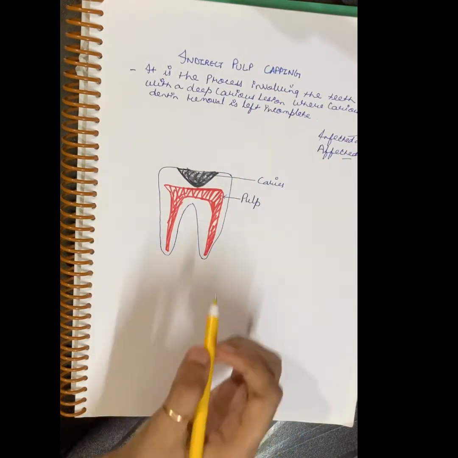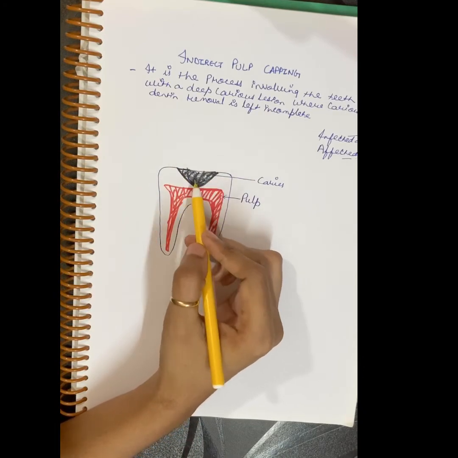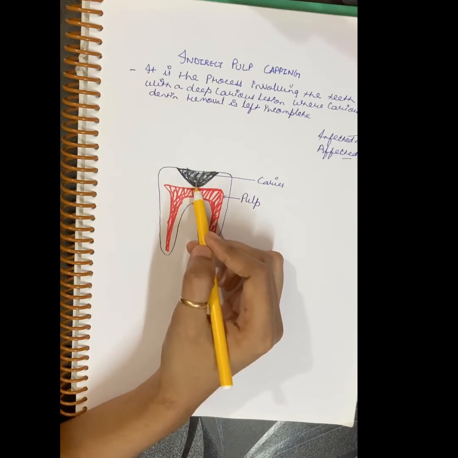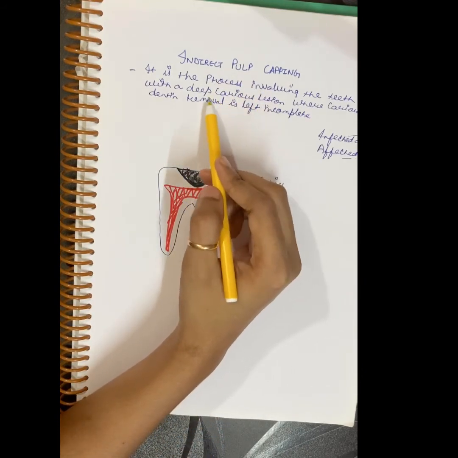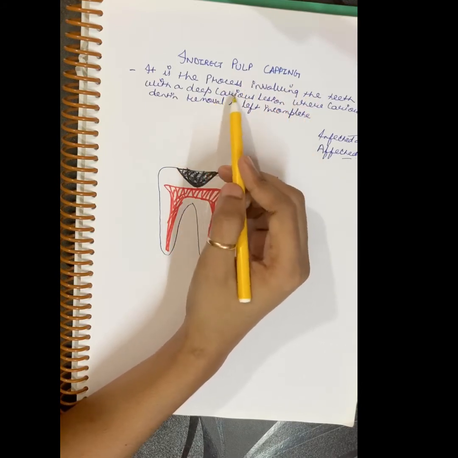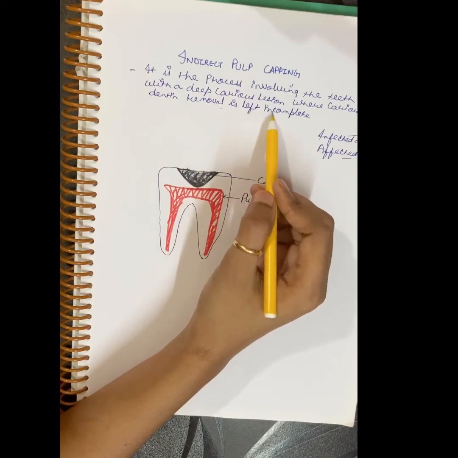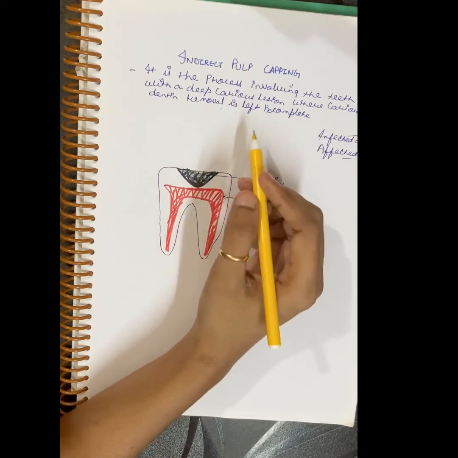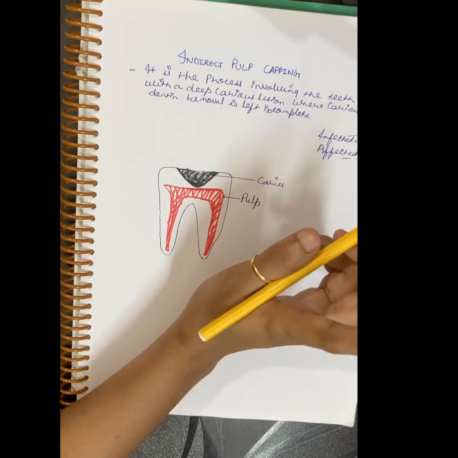What we are doing is we are removing all the infected dentine and leaving the affected dentine. So the definition is that it is a process involving the teeth with a deep carious lesion where the carious dentine removal is left incomplete. We are leaving the affected dentine, so it's left incomplete.